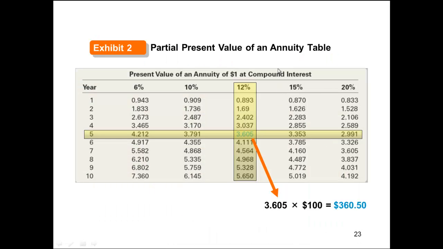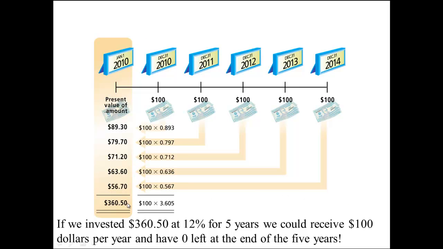So let's learn how to use this table. See, it's very important that we know if we're looking at the present value of a dollar or the present value of an annuity of $1. Okay? So we're looking at 5 years, and 12% interest is what we were given, and this is the number we come up with. So if we multiply 3.605 times 100, we get $360.50. So $360.50 now is equal to, we could get $100 each of these periods, and when we were done, it would be completely exhausted. We have zero left at the end of those 5 years.